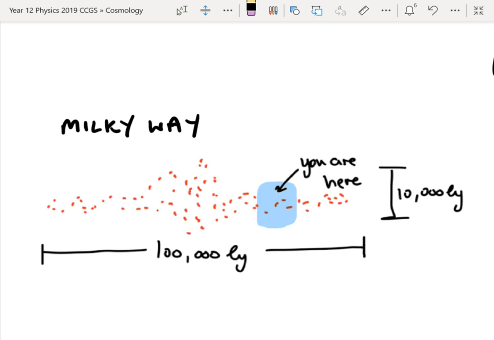Light leaves a star, and then the Egyptians, and then Hitler, and then Christchurch Grammar School. Wait, hang on, no, Christchurch Grammar School came first, then Hitler, then us. 10,000 years, that's still a long time.